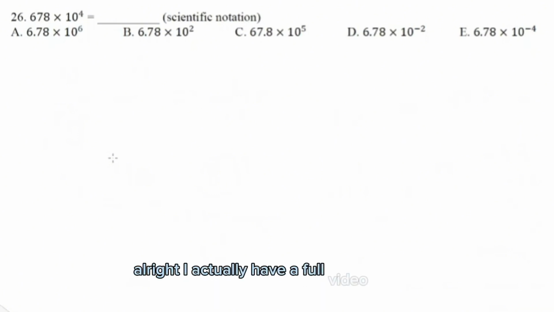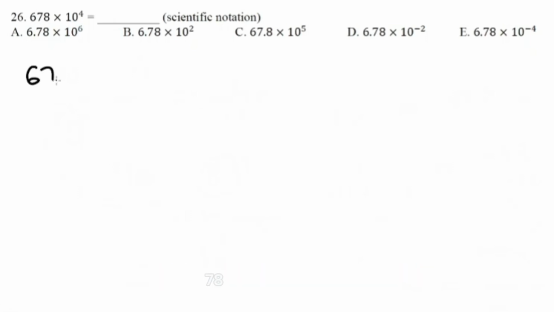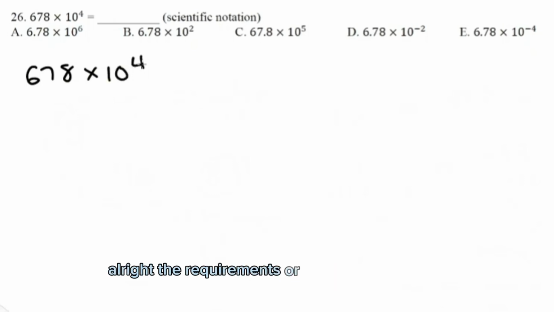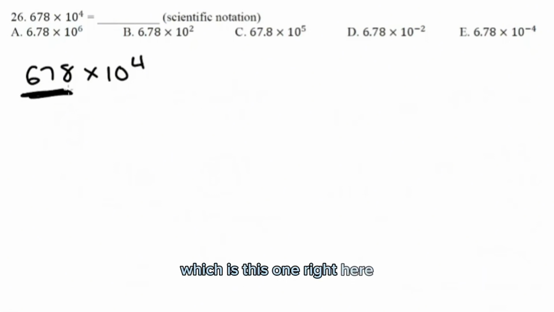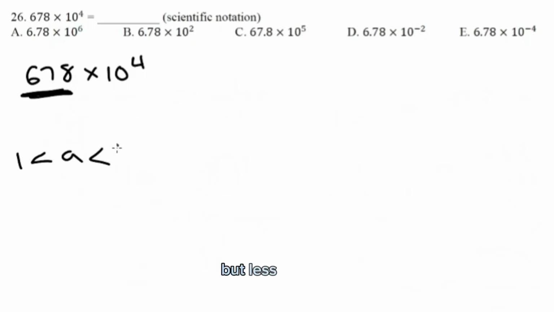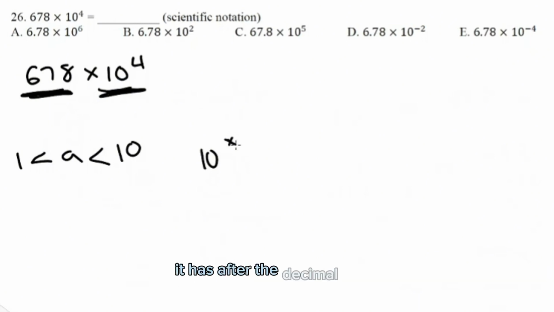Alright, I actually have a full video just on scientific notation, which will be linked in the pin card at the top. But let's continue with this problem. So we have 678 times 10 power 4. The requirements for scientific notation is the a value, which is this one right here, has to be greater than 1, but less than 10. And this right here, the b value, has to be 10 to the power of something. So any number that represents how much digits it has after the decimal point.